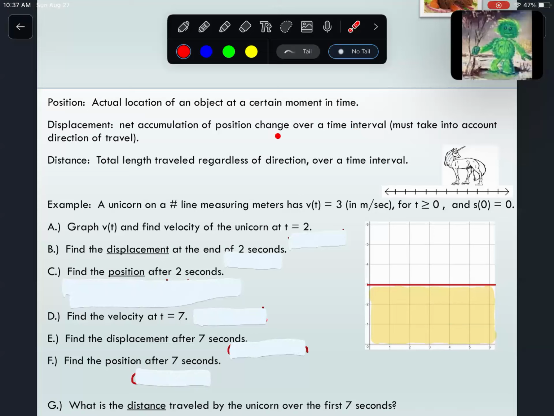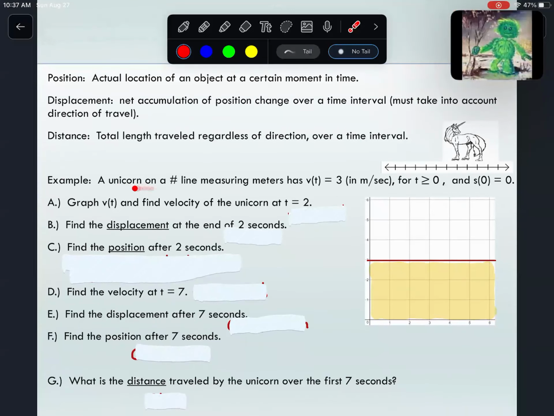Okay. But we have to take into account direction. If I move 5 feet to the left and then 5 feet to the right, despite all that movement, my displacement would still be 0. Distance, on the other hand, is a total length traveled regardless of direction. If I move 5 feet left and then 5 feet right, that's a total distance of 10 traveled, despite having a displacement of 0. So we're going to see these words show up in our example.